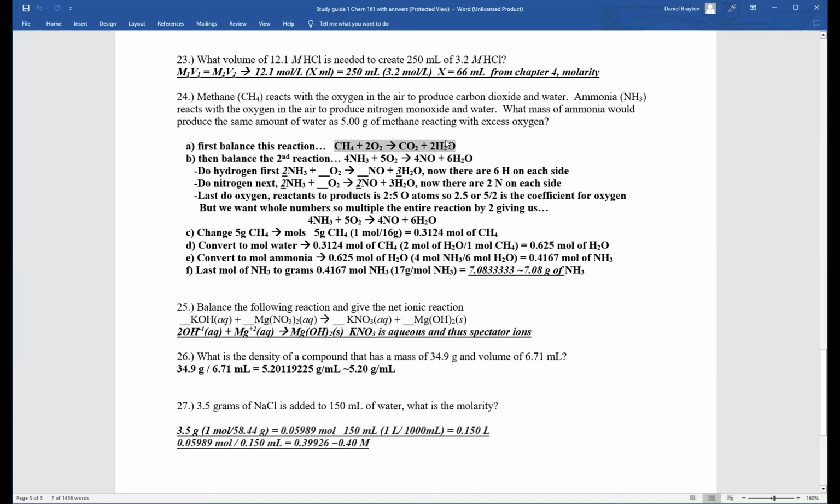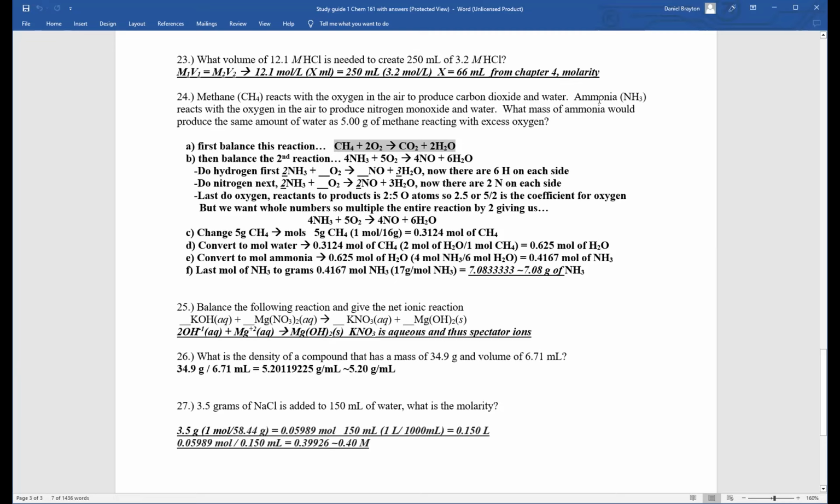This one's already balanced as written here, and I didn't walk you through the balancing, but the carbon's already balanced, so it's the hydrogen in the water. We needed 4, so we needed 2 over here, and now they're even. There are 2 oxygens from the carbon dioxide and 2 from the water. So this one doesn't need to be multiplied by 2.